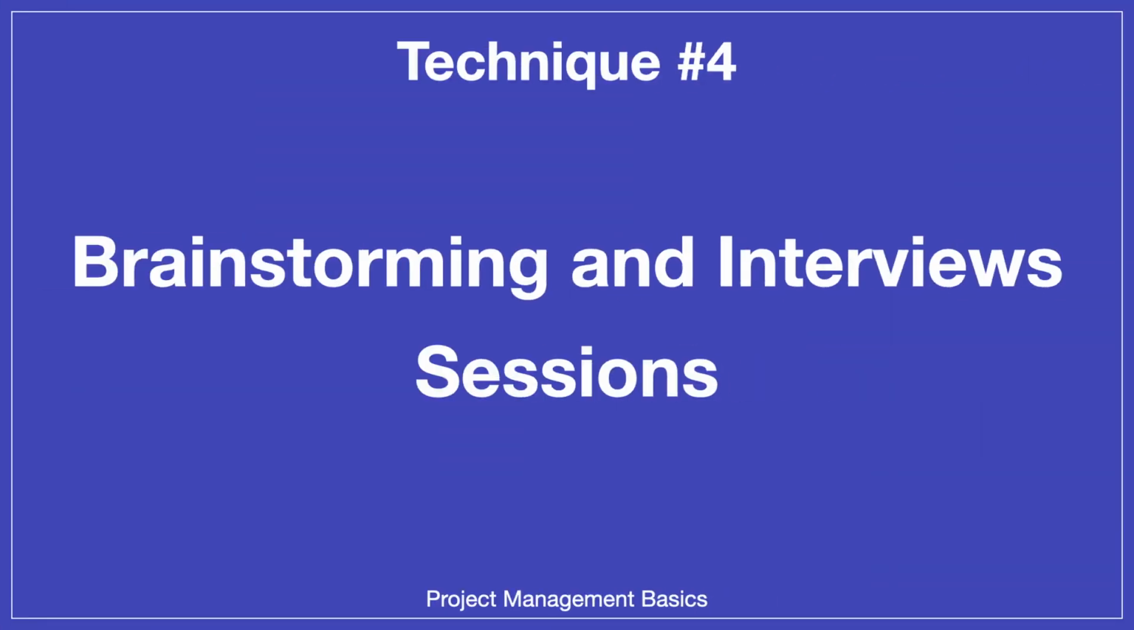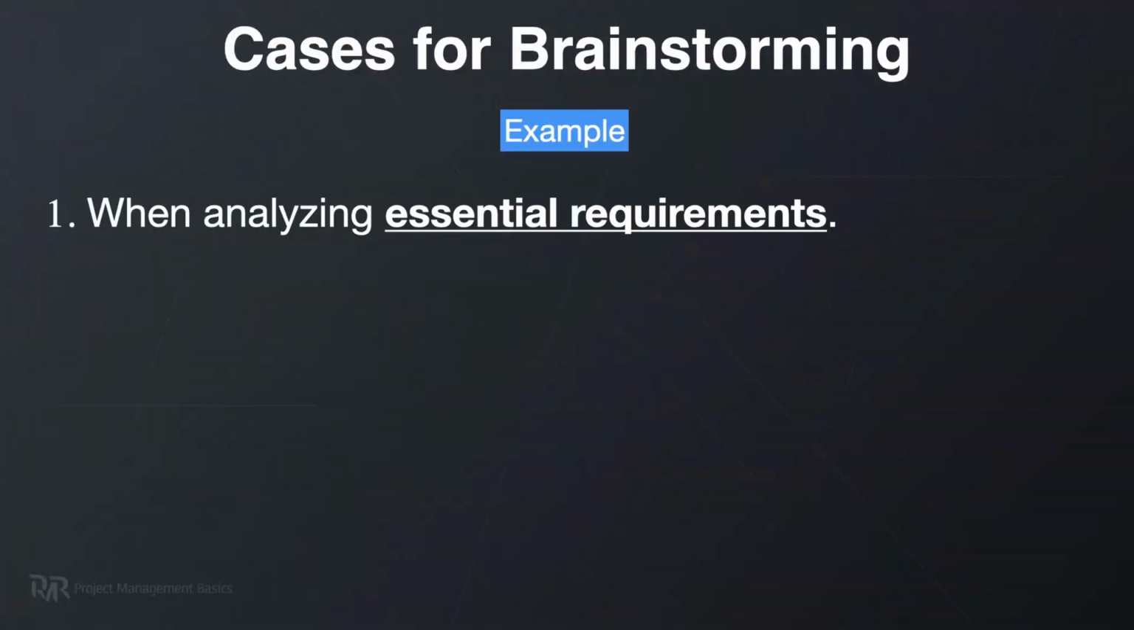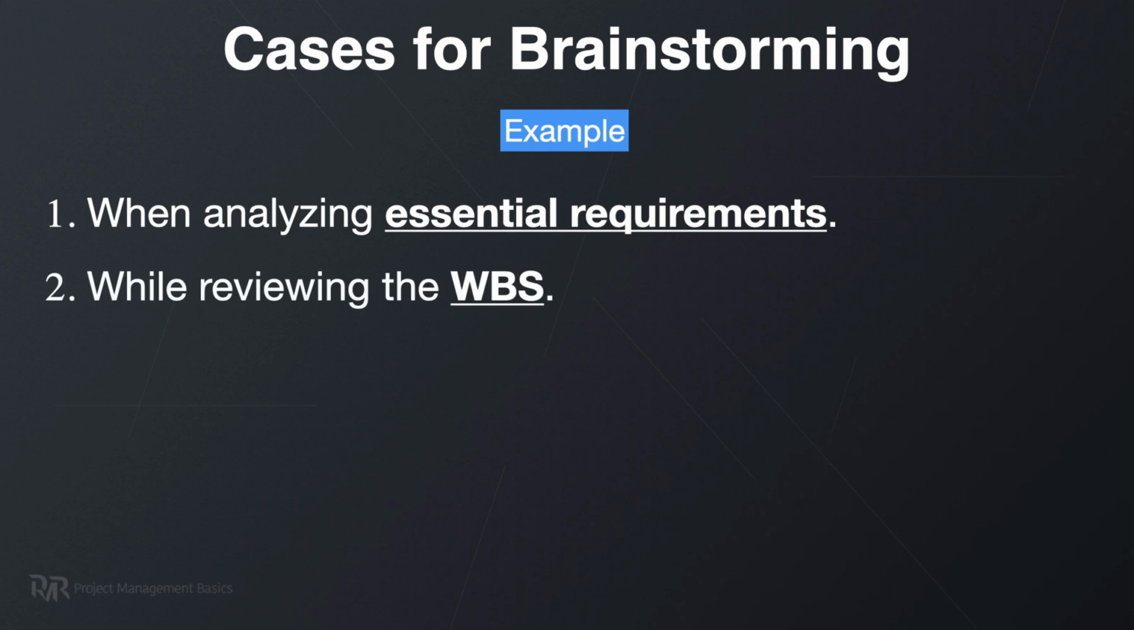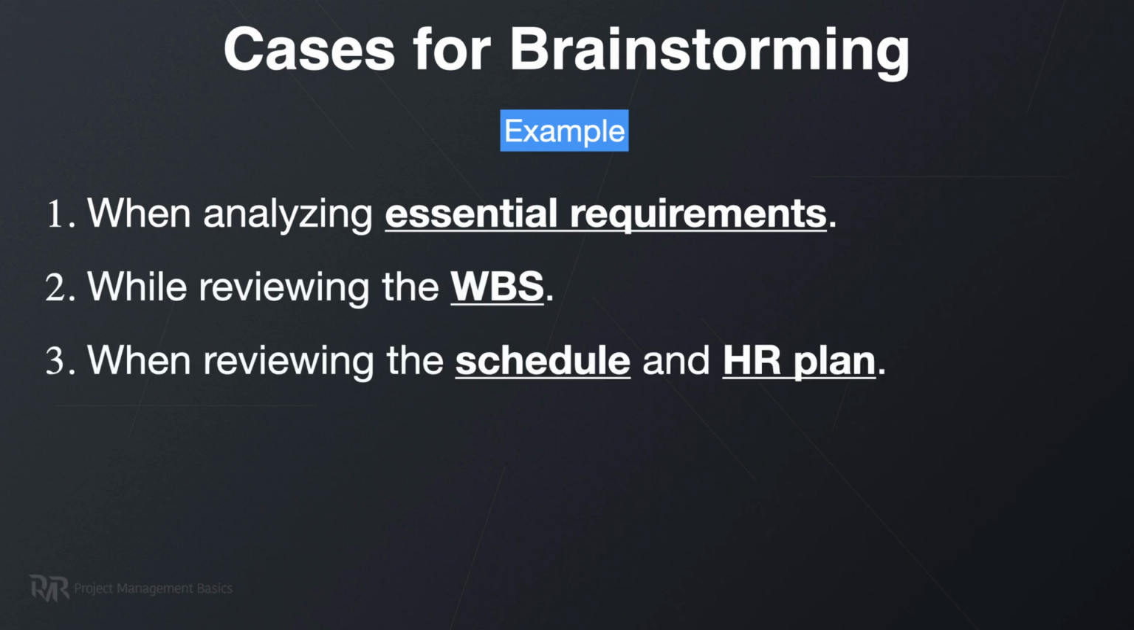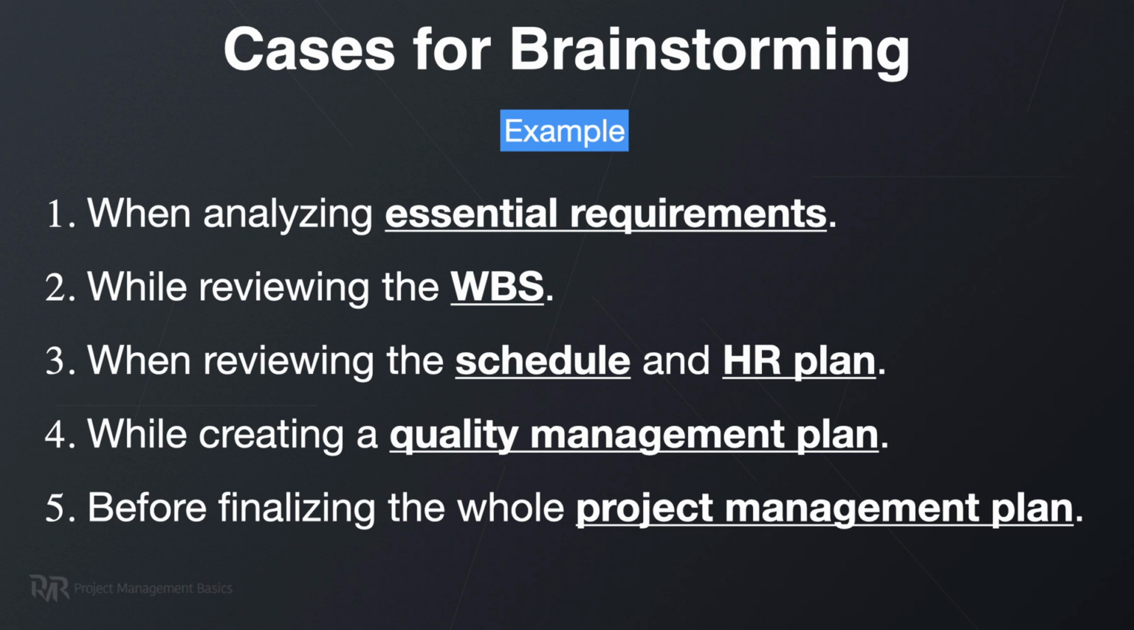Now let's talk about dedicated brainstorming and interview sessions. Alright, in general, I don't like to identify a risk with wild brainstorming. However, there are critical points in project planning when I do use brainstorming for risk identification on a deeper level. So, for example, I use brainstorming when analyzing essential requirements, while reviewing the WBS, when reviewing the schedule and human resource plan, while creating a quality management plan, and before finalizing the whole project management plan.